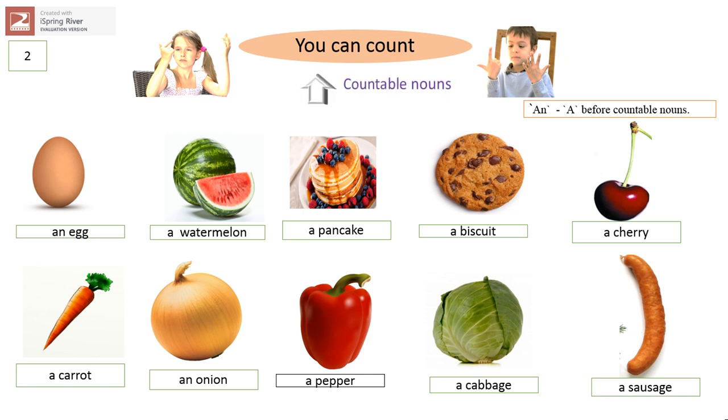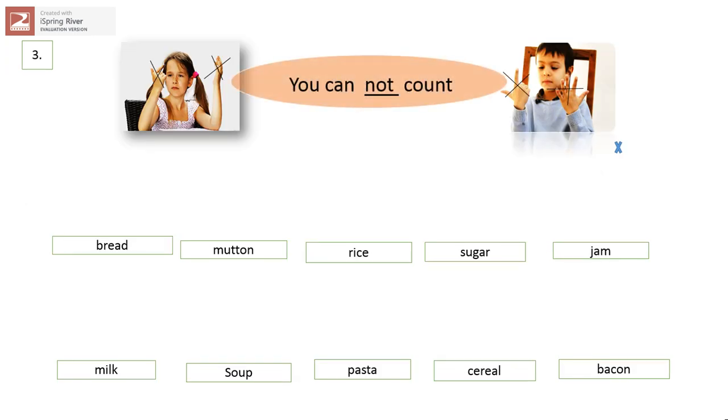Okay, these are countable nouns. We use a or an before these countable nouns, and we ask how many. Next, you can't count these, okay?